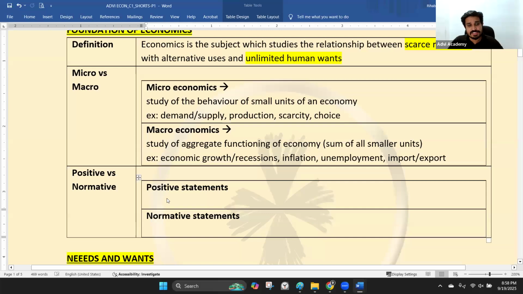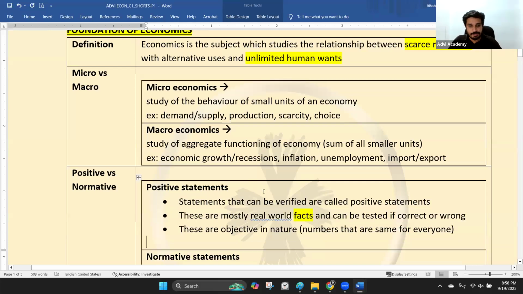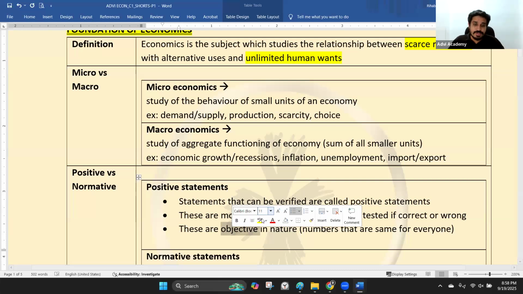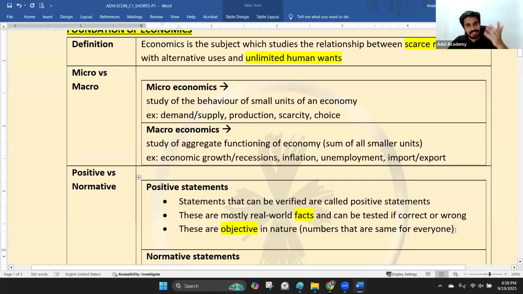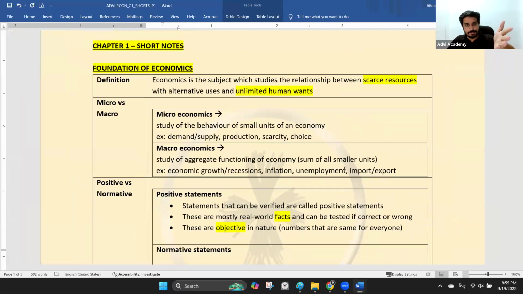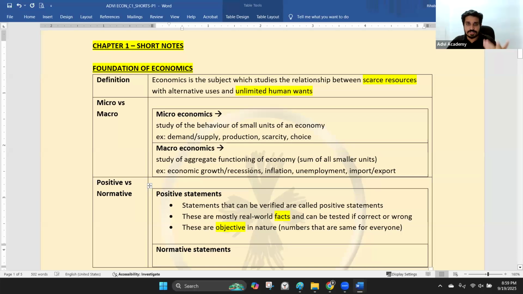As far as positive statements are concerned, I want you to remember, they are statements that can be verified. We call them facts. Real world facts can be tested to see if they are correct or wrong. And most of these are objective in nature. If I say inflation is 7%, inflation is 7% only. It's not going to be 7% for you and 8% for me. We are both Sri Lankans. For both of us, it's 7% only.